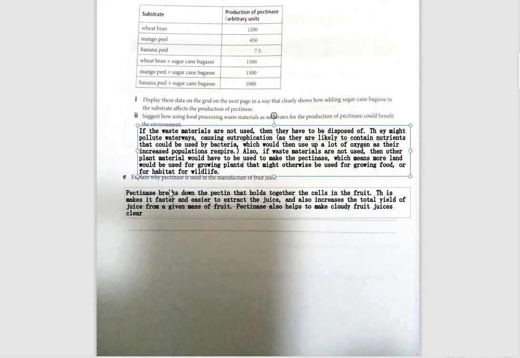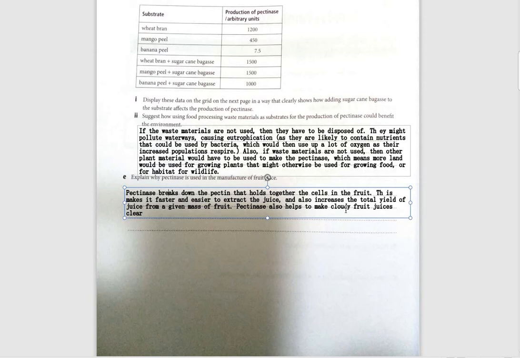So, explain why pectinase is used in the manufacture of fruit juice. Pectinase breaks down the pectin that holds together the cells in the fruit. So pectinase is actually an enzyme that breaks down pectin that is present in the cells of a fruit. An example of a fruit is apple, right? This makes it faster and easier to extract the juice, and also increases the total yield of juice from a given mass of fruit. Pectinase might also make cloudy fruit juices clear.